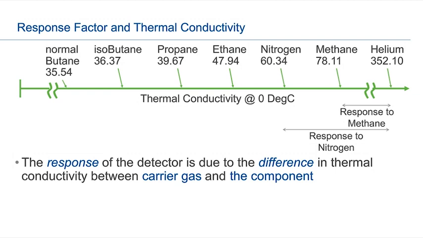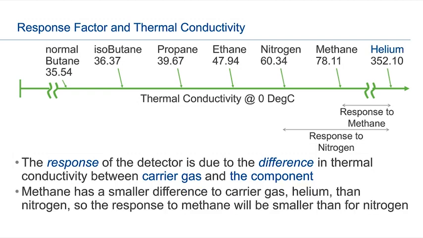So basically, in this particular example, what we're looking at is the thermal conductivity of helium, which is 352, compared to methane, which is 78, compared to nitrogen, which is 60. And so what that basically is, your gap between helium and methane is the smallest compared to all the other components, and therefore it should have the smallest response factor. Nitrogen would be next in order, and then ethane, and then propane on the way down.